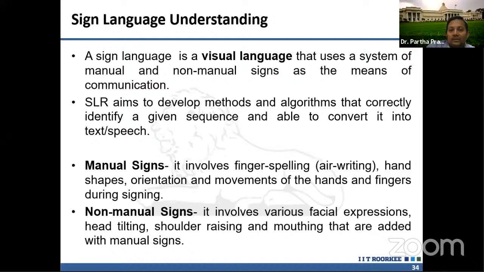In sign language, there are several kinds of signs, like manual signs and non-manual signs. Manual signs are when people use their fingers or hands for signing. They use their fingers and hands for gestures, and these are used for sign language. There are also non-manual signs, like face, shoulder raising, and head movements. These are also important along with your finger gestures, to get the proper meaning of the gestures. These are called non-manual signs.